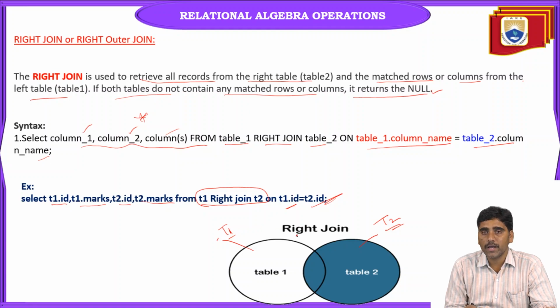So the matched rows and matched columns from the two tables are displayed, along with the remaining columns from table 2. Only the remaining columns from table 2 will be displayed. So that is about right outer join.